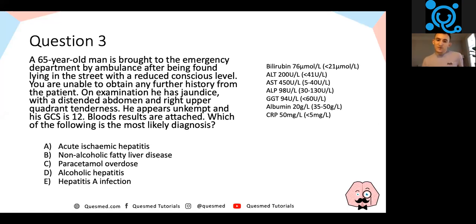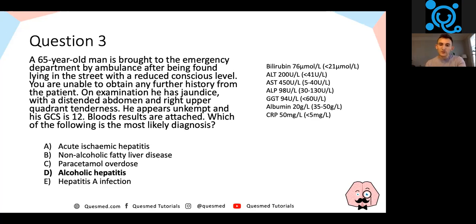Yeah, so D is the answer. Most of you, 76%, chose alcoholic hepatitis, so that's the correct answer. This is a man with a reduced conscious level, which could be from alcohol intoxication or from hepatic encephalopathy. He's jaundiced and he's got abdominal distension, which could be ascites due to liver failure. And this is obviously an acute thing that's happened.